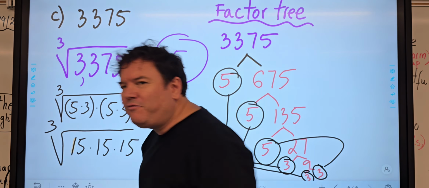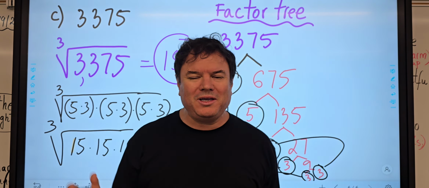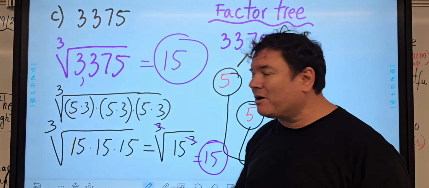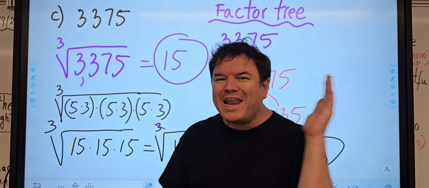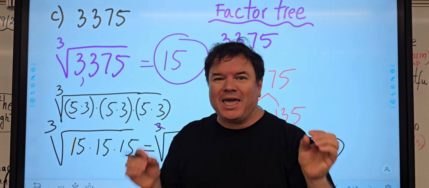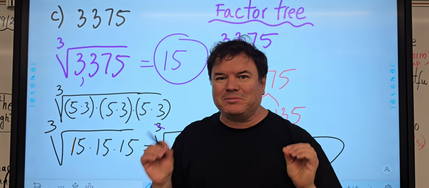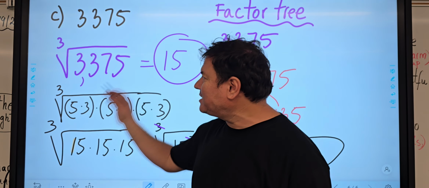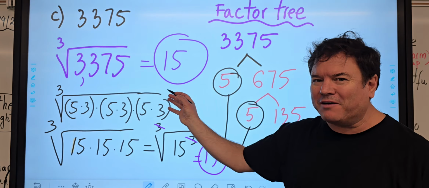Again, if you imagine that cube in your head, the volume of that cube is 3,375. One edge of that cube is just 15, because the volume is side times side times side. So 15 times 15 times 15 gives us 3,375.